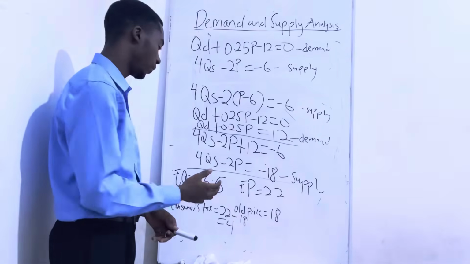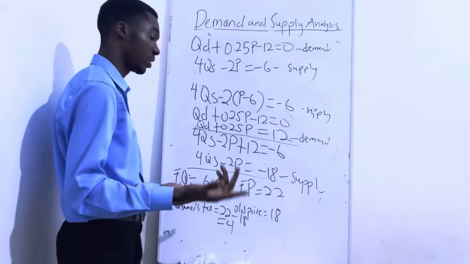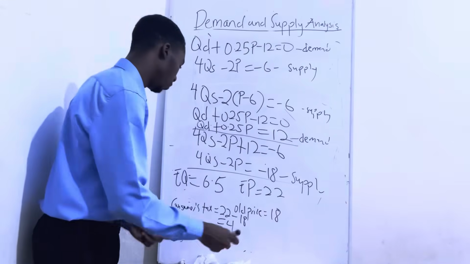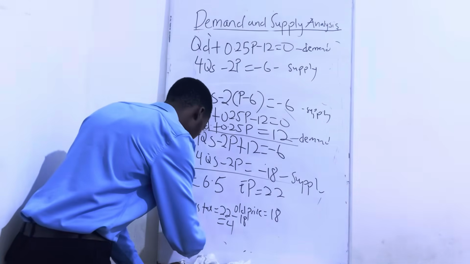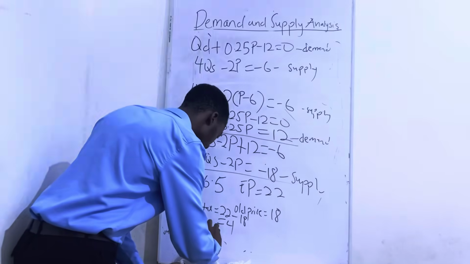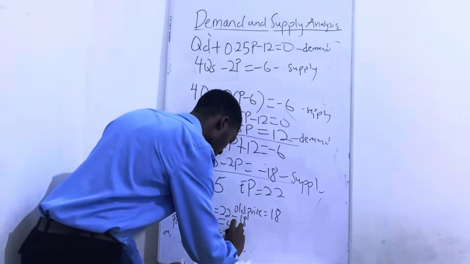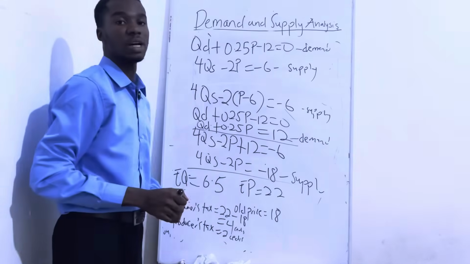If the consumer is paying 4 cedis, then straight away you can see the producer is paying the rest, 2 cedis, because the tax is 6 cedis. The consumer is paying 4. So the producer's tax is equal to 2 cedis. So 4 cedis, 2 cedis. That's how they share the tax.